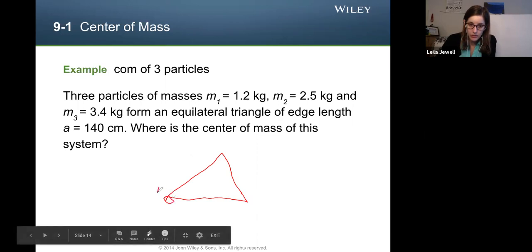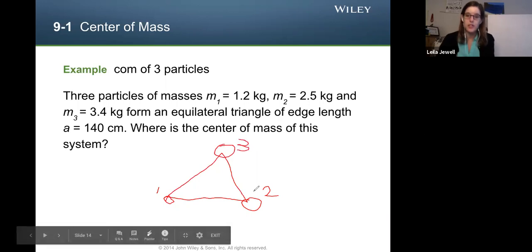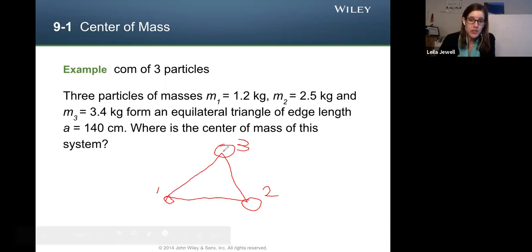And we have one at one corner, a slightly bigger one at another point, and the biggest one at another point. Sorry, my labeling is pretty terrible, but I think you can see it. We want to find the center of mass of the system. Note these are particles, so this isn't going to be integrating. This is where we can use our center of mass equation. We can use it in the x and the y direction.